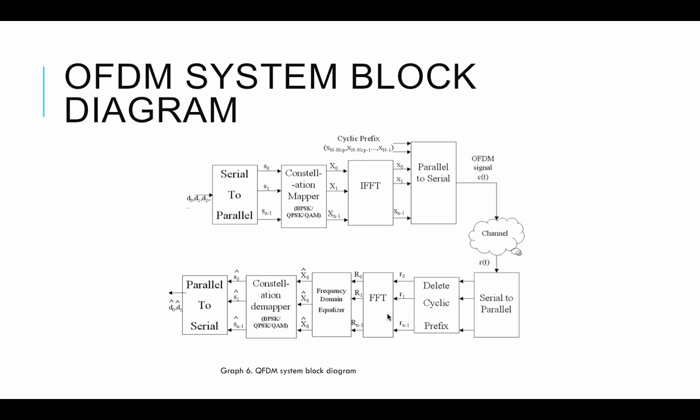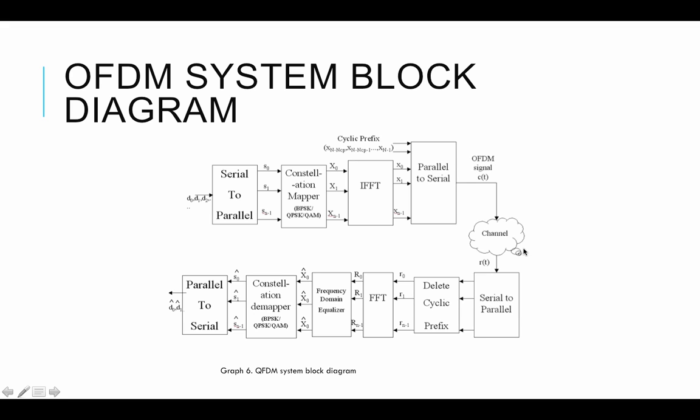The OFDM system block is described here, where the signals come in serial and are changed into a parallel sequence that will be mapped into a conventional constellation, BPSK, QPSK, or QAM, and then go through modulation by inverse Fourier transform, or discrete Fourier transform in the case of a digital signal. The cyclic prefix is added to prevent overlapping between the symbols and to help with the demodulation integration.